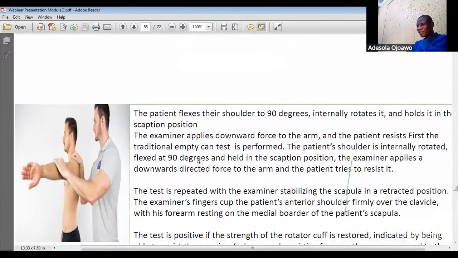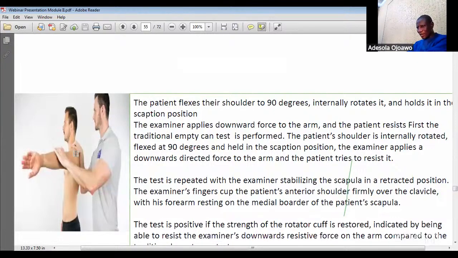The test is repeated with the examiner stabilizing the scapula. So you do it first. When the patient resists it, after then you try to prevent the scapula from moving, in a retracted position. The examiner's fingers cup the patient's anterior shoulder firmly over the clavicle. This is the hand. So you hold the scapula. No, the clavicle, you hold it firmly. You try to press it, right?